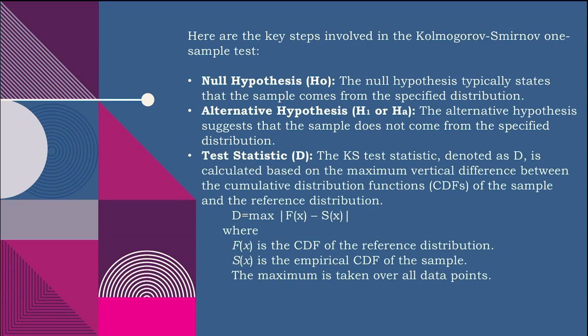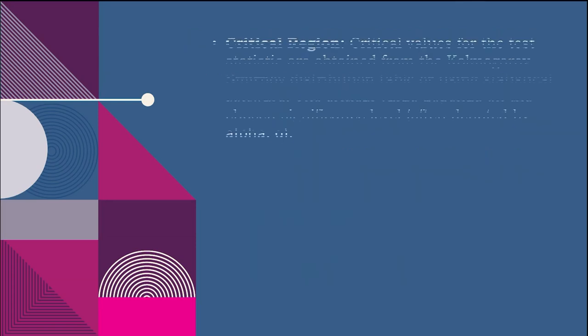Next we have the test statistic. The KS test statistic, denoted as D, is calculated based on the maximum vertical difference between the cumulative distribution functions of the sample and the reference distribution, and it is given by D equals the maximum of the modulus of F(x) minus S(x), where F(x) is the CDF of the reference distribution, S(x) is the empirical CDF of the sample, and the maximum is taken over all data points.